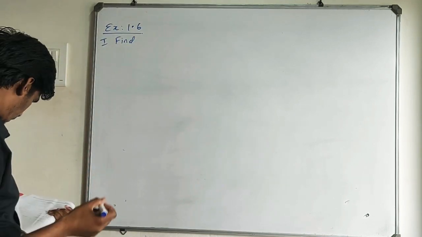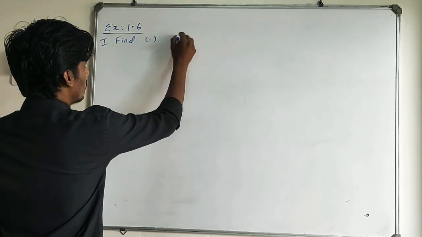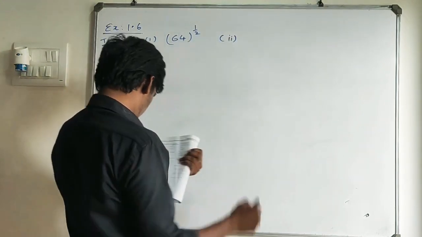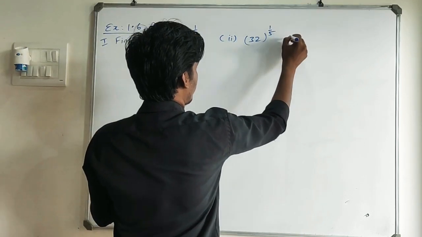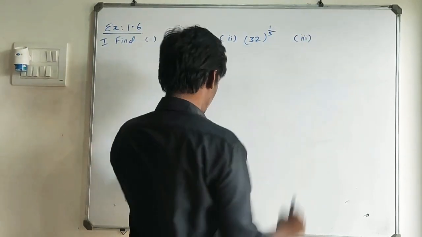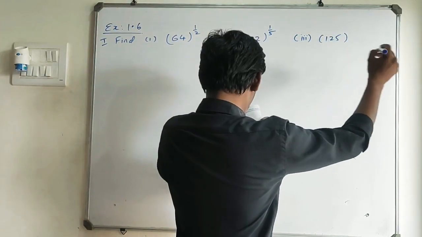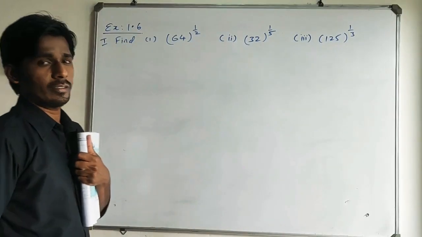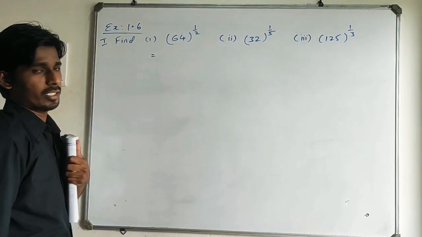Find first 64 raised to 1 by 2, second 32 raised to 1 by 5, third 125 raised to 1 by 3. This is our first question. You have to just simplify it. So let's write down the first question.